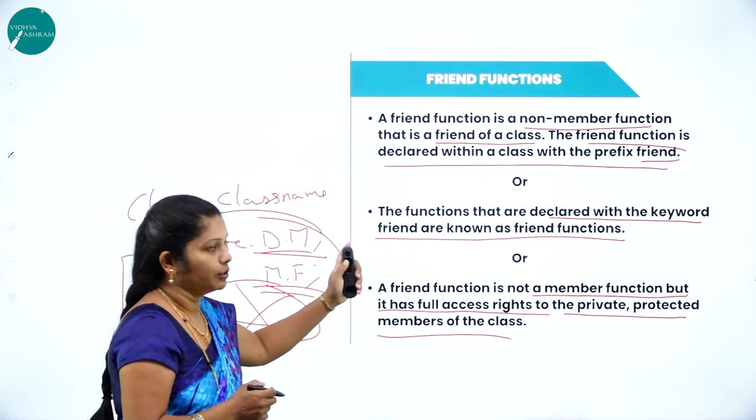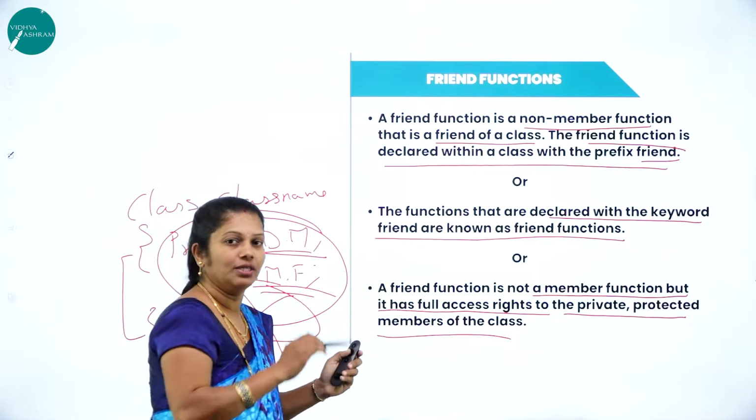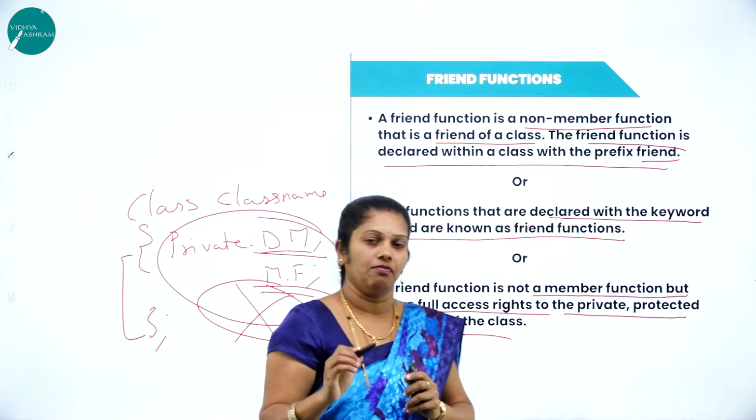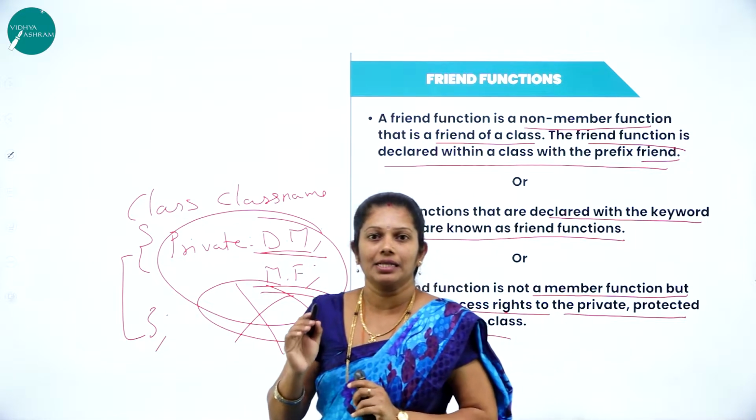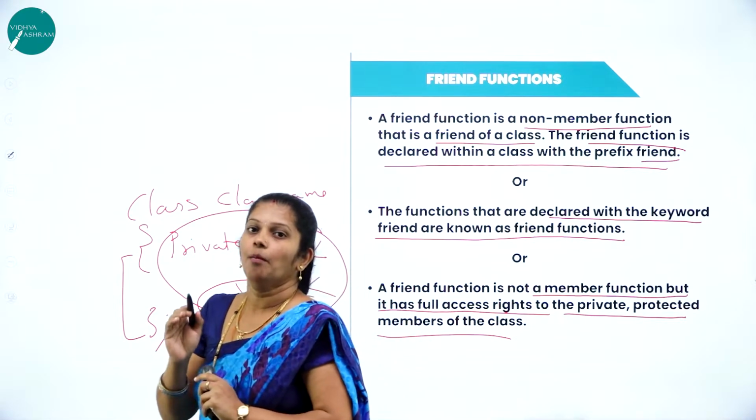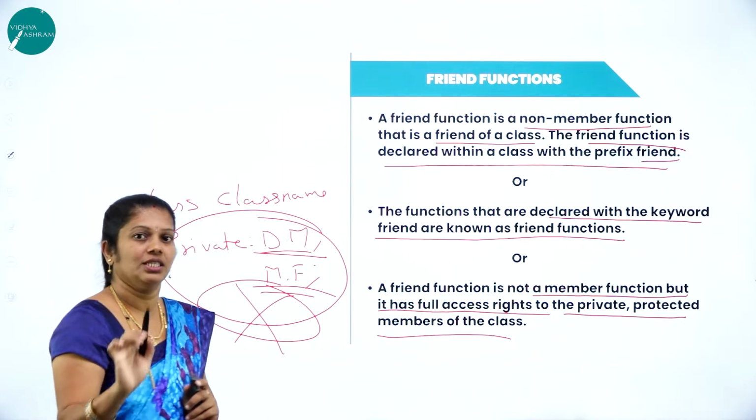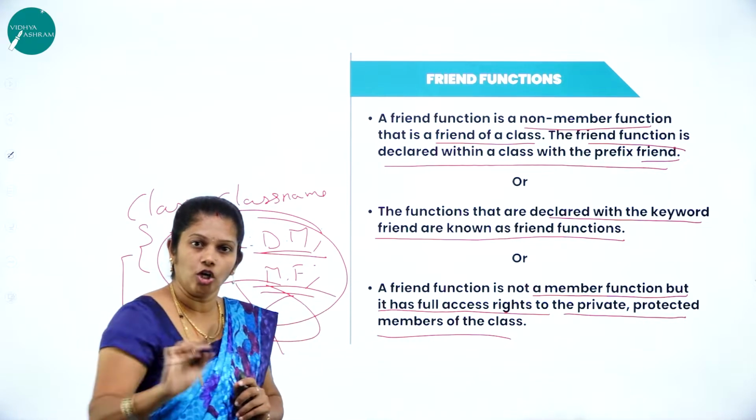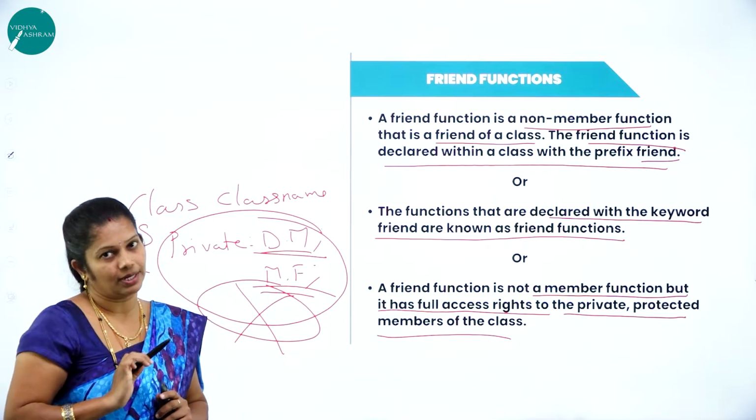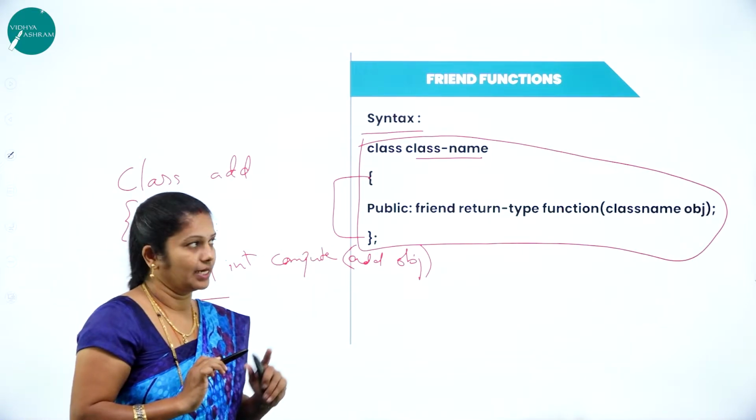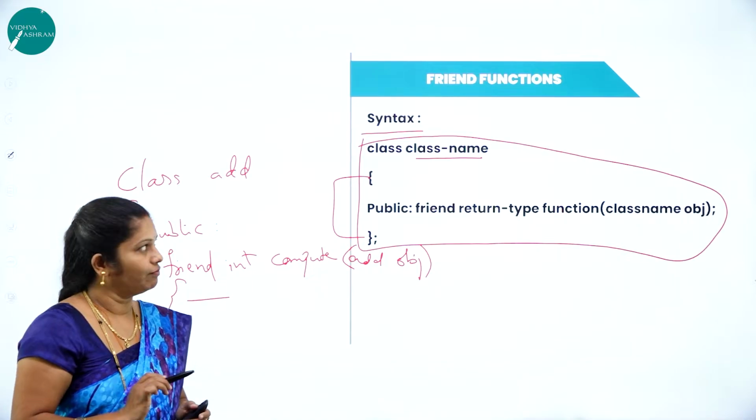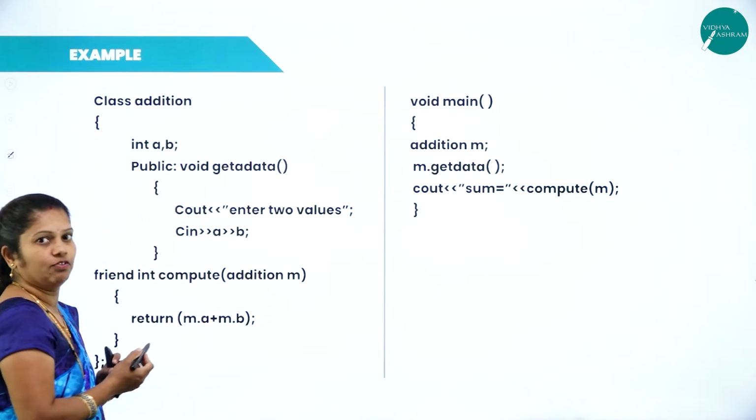Now you already know the definition of a friend function. A friend function is a non-member function, but it can access your private as well as protected items in a class. It is a non-member function. It means that it does not belong to a class, it's just a friend of a class. Then you studied the syntax of a friend function. Next, we will explain with one program.